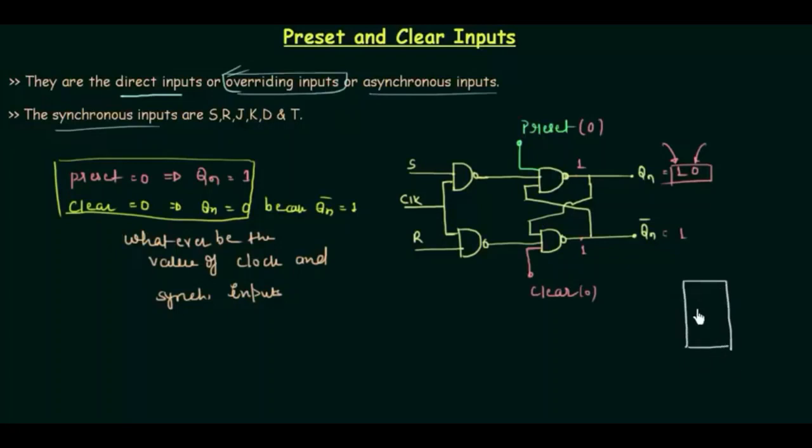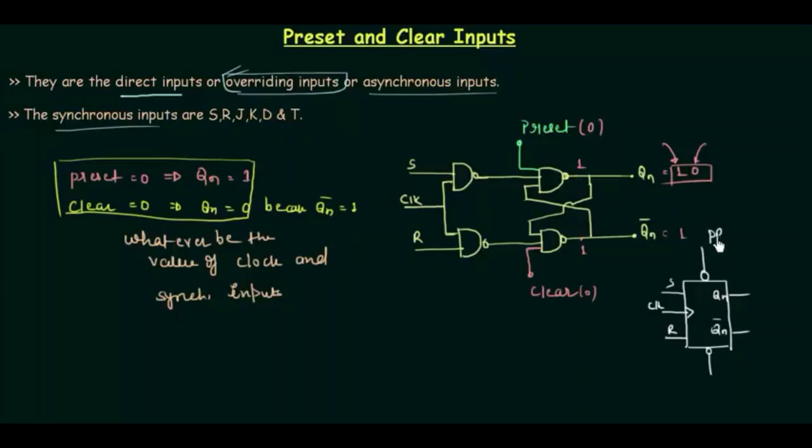This is the flip-flop: S, R, the clock, two outputs, Qn and its complement, and the preset will be given here with this bubble. It shows that it is an active low signal. Whenever it is low, the output will be generated, and whenever clear is low, the output will also be generated. So we put a bubble here to show that it is an active low signal, and this is the representation with preset and clear inputs.